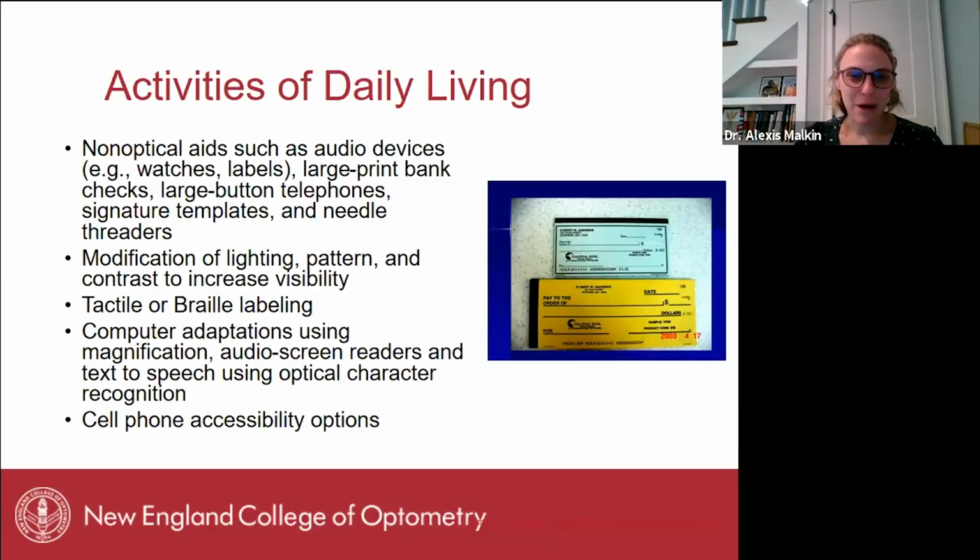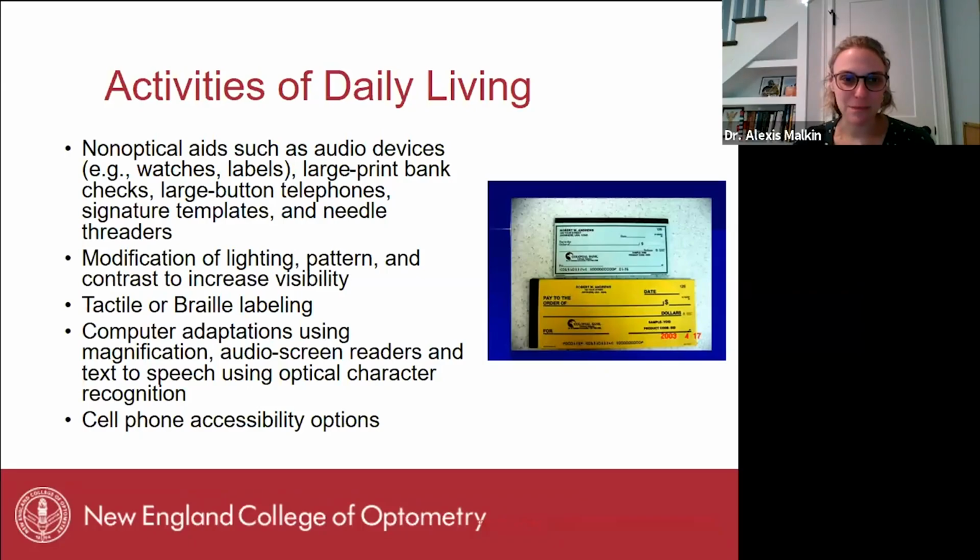Talking to the patients about modifying their lighting, the pattern, the contrast, putting a white plate on a black placemat if they're eating darker food or vice versa. High contrast cutting boards, long arm oven mitts for the kitchen. These are all really important recommendations you can make, or recommendations that your vision rehabilitation specialist can make if you refer out for those services.